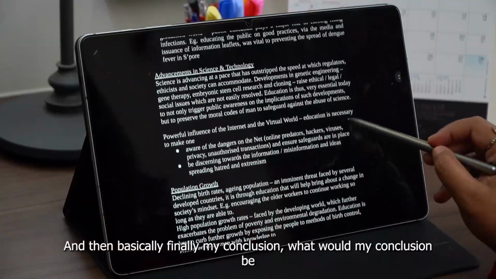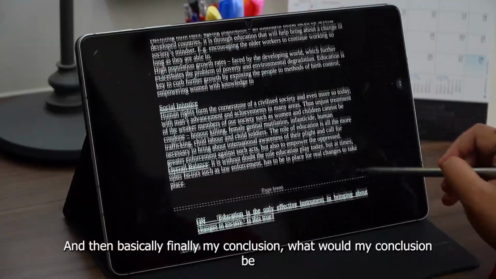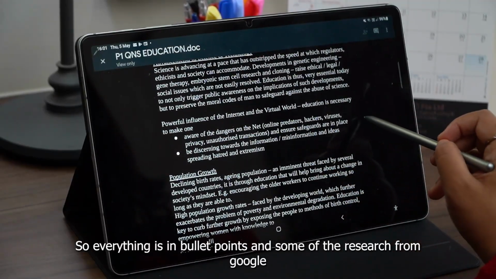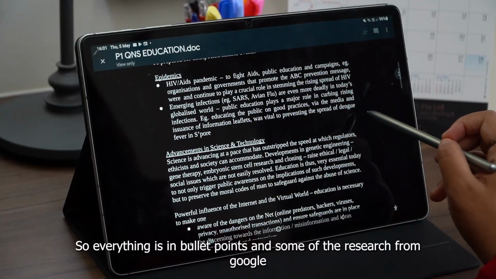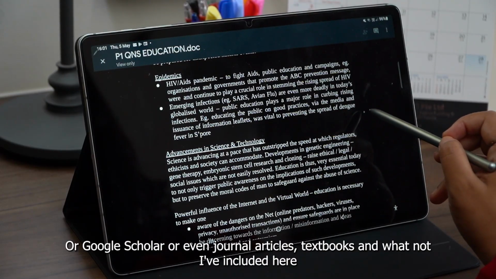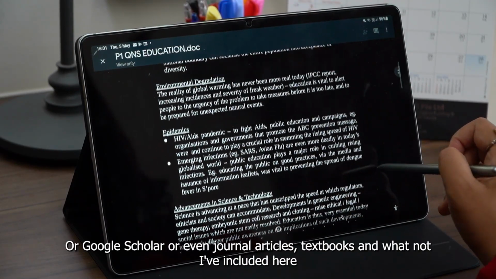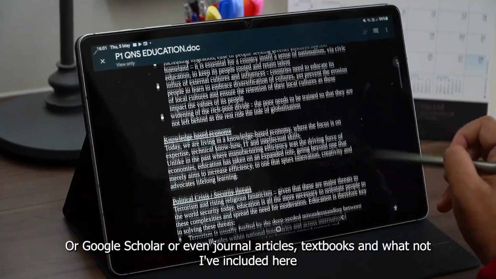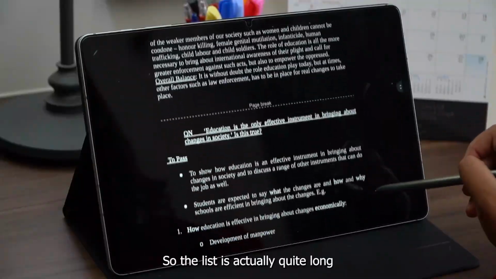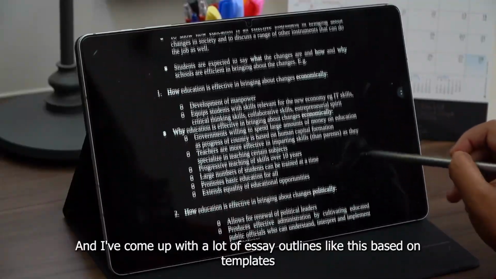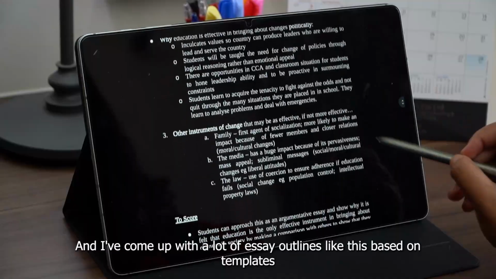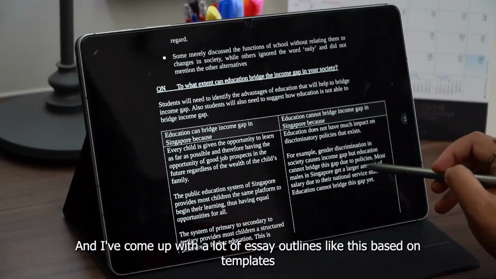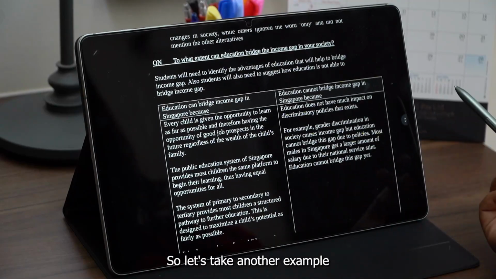And then finally, my conclusion. What would my conclusion be? So everything is in bullet points, and some of the research from Google or Google Scholar, or even journal articles or textbooks and whatnot, I've included here. The list is actually quite long, and I've come up with a lot of essay outlines like these based on templates. So let's take another example.